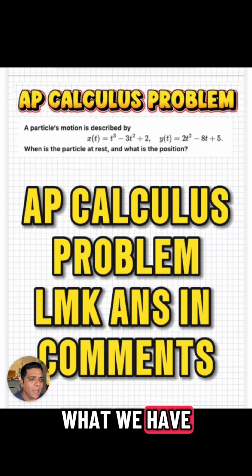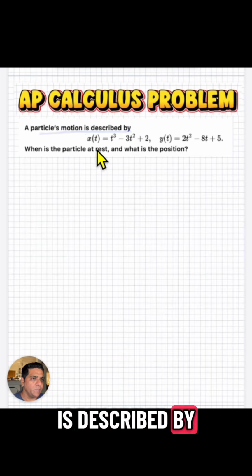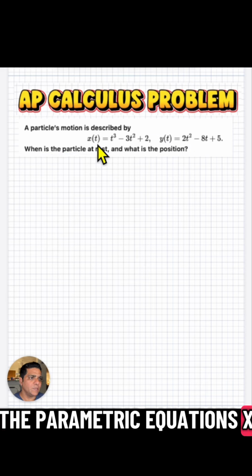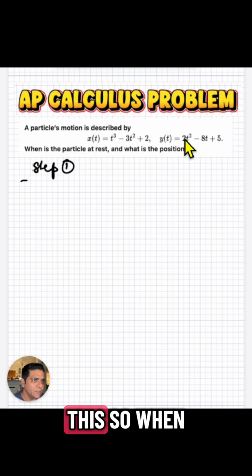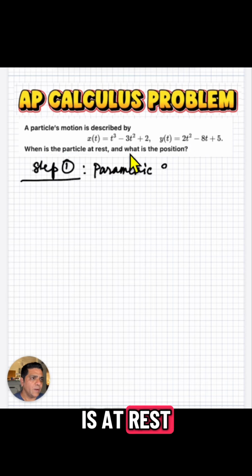Okay, so what we have here is a particle's motion described by the parametric equations x of t equals t cubed minus 3t squared plus 2, and y of t equals 2t squared minus 8t plus 5. So when is the particle at rest, and what is the position?